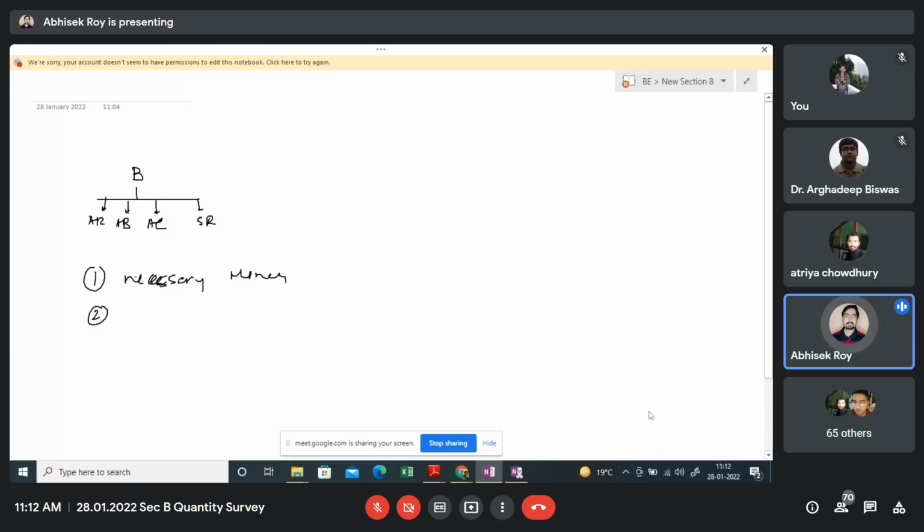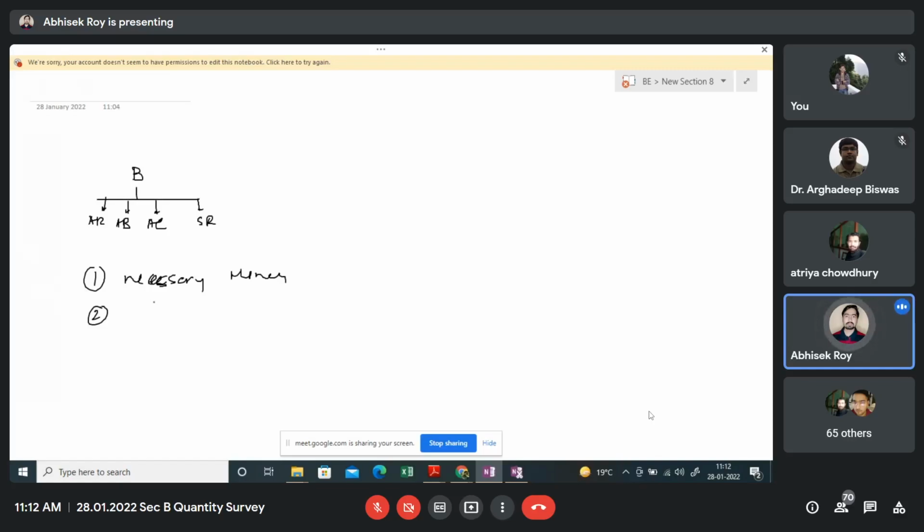Then you have to calculate the number of different categories of workers. Different sorts of workers will be required at different stages of the project. Suppose you are working on a very big project, so at different times you require different types of workers, right? To calculate that number also you require quantity survey and estimation. Then you have to assess the requirements of different tools, plants and equipment. For that reason also you need estimation.